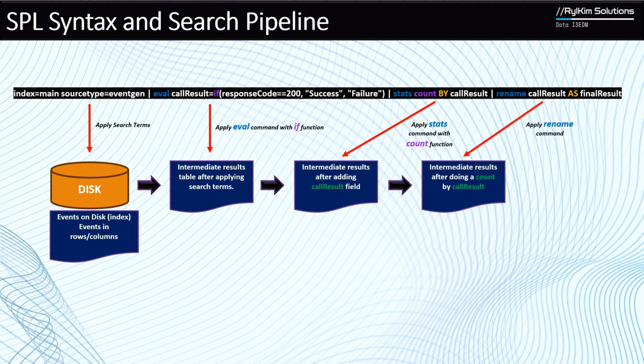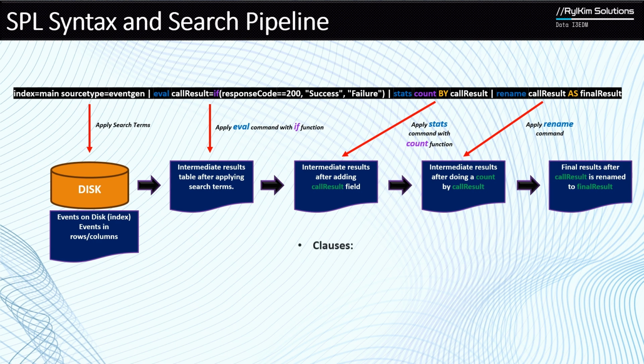And then you can go ahead. In the next one here, we say, okay, you know what? This field that is called call result, we don't want it to be call result. We actually want it to be called final result. So what we can do is use the rename command, in this case, in order to rename the call result field into the final result field. So you use the rename command, you say call result as final result, and then you get your next set of intermediate results where the call result field no longer exists, but the final result is there because you have renamed that field from call result into final result. So that's how the search pipeline kind of works with the syntax of SPL.